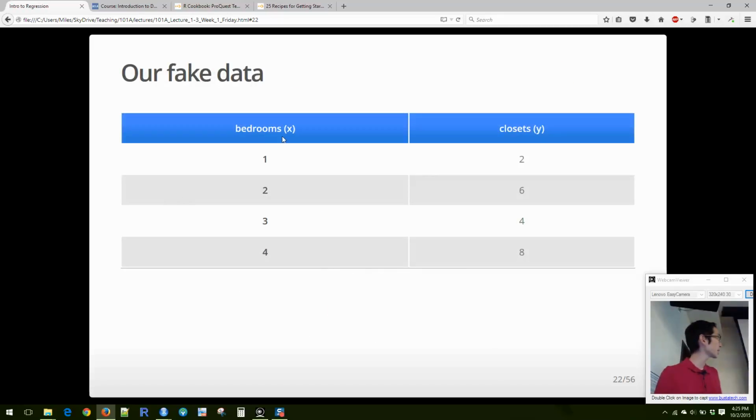Now I'm making up some fake data here. We pretend we took a random sample of 4 dwelling spaces, and we're looking at the number of bedrooms and the number of closets. This is very ridiculous, but I think it illustrates what I'm trying to get at. One place has 1 bedroom and 2 closets. This place has 2 bedrooms and 6 closets. I don't know why. This place has 3 bedrooms and 4 closets, and this one has 4 bedrooms and 8 closets. So can we get a correlation here? Can we create a trend line?